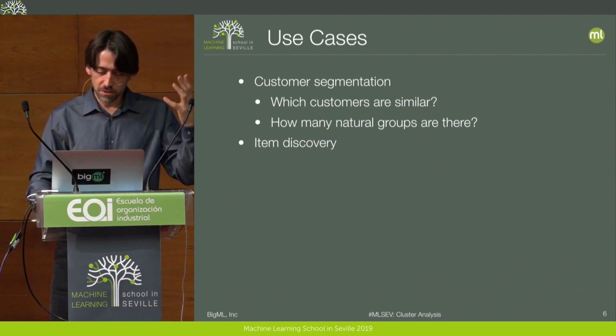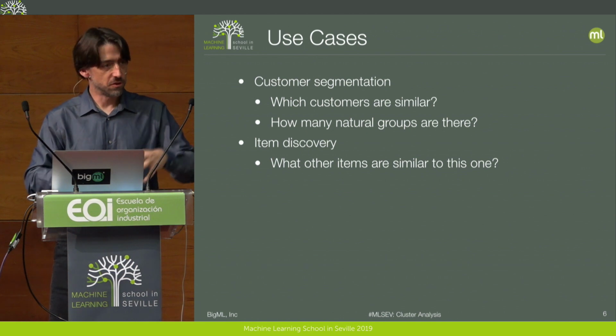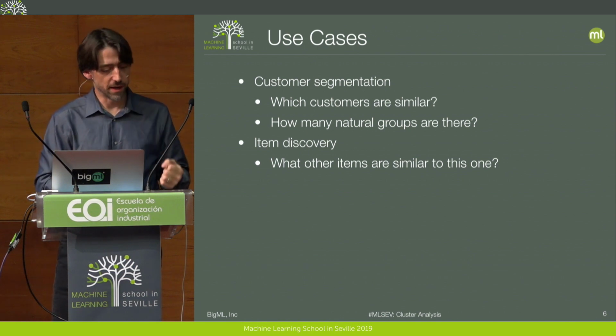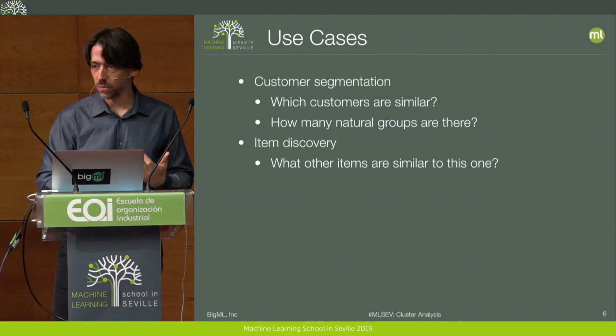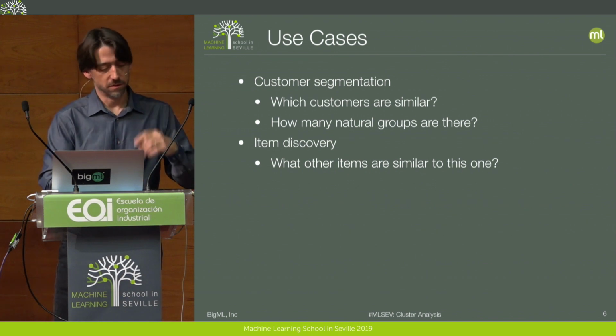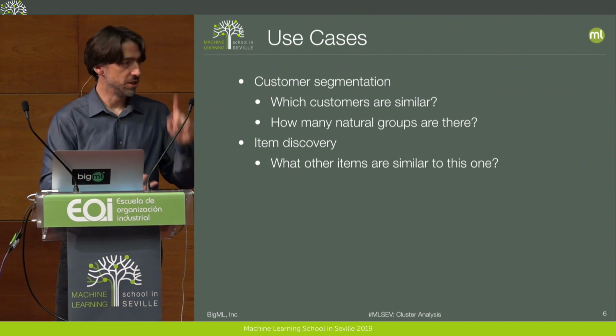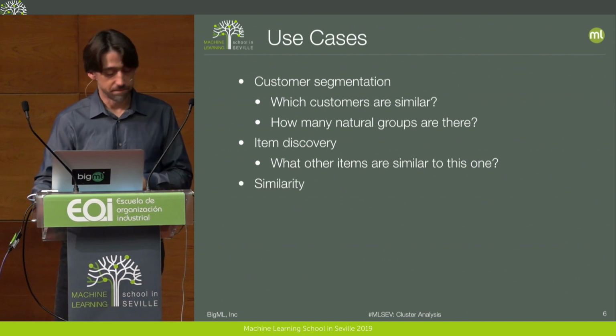There's an idea of item discovery. So what other items are similar to this one? Maybe you have some kind of a product database and you pick one out and you go, okay, I know what this is like. What are other products that are very similar to this one, in terms of cost or application or classification?